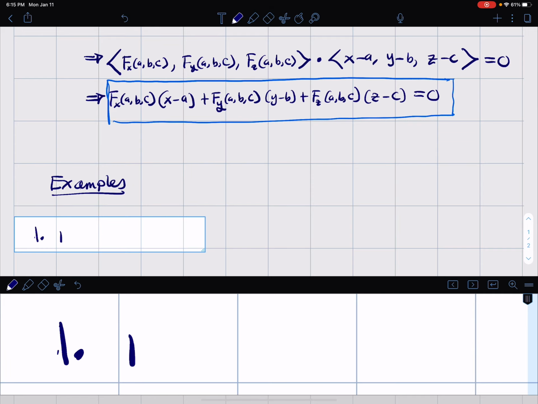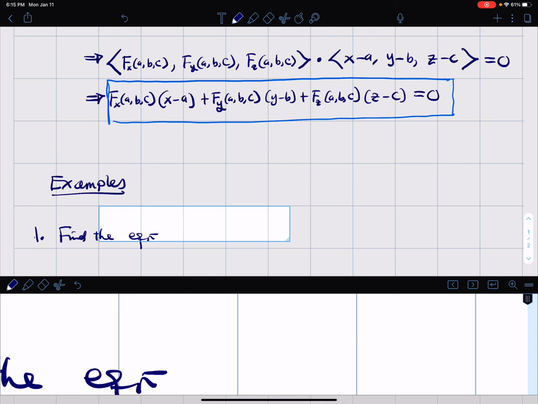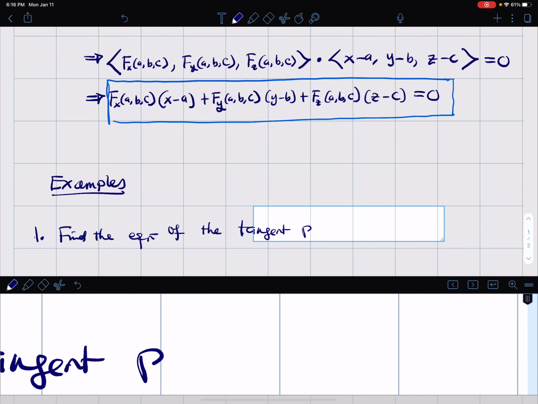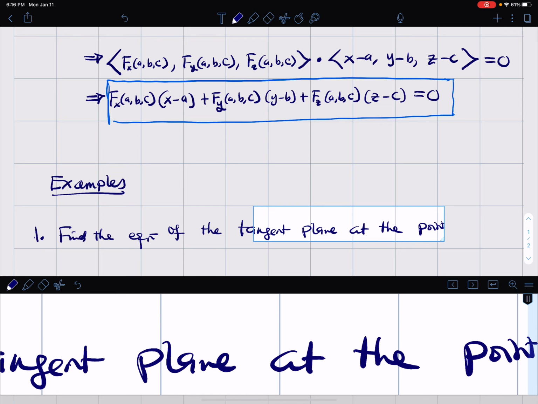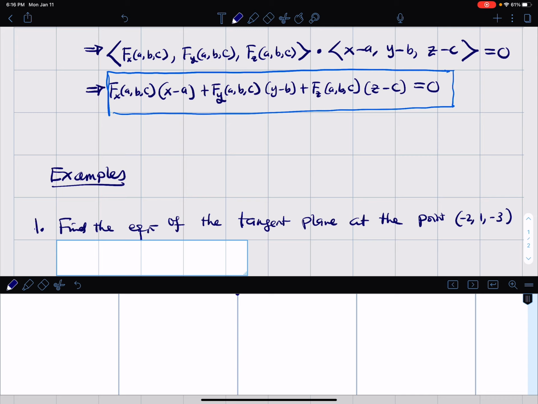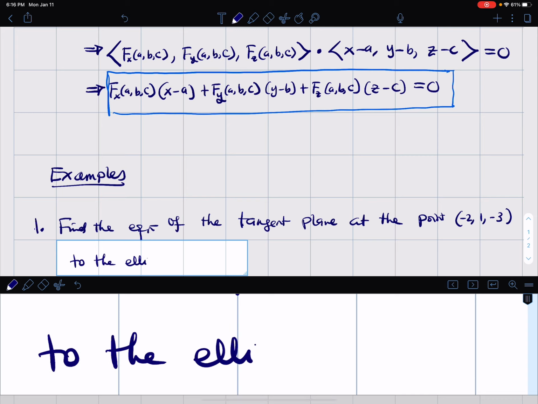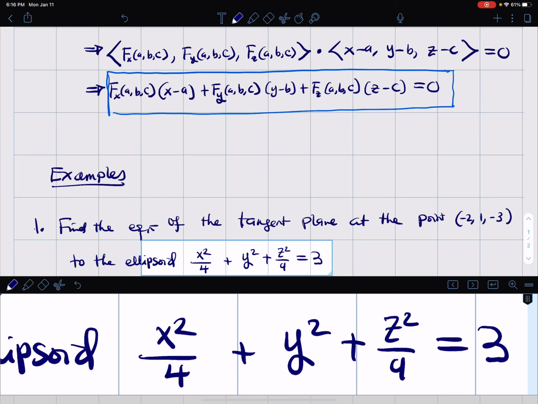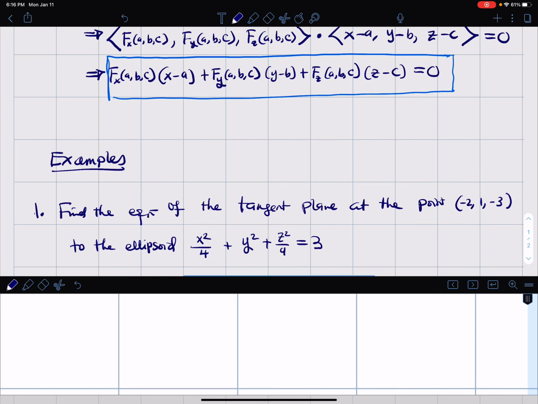Examples. Number 1, let's find the equation of the tangent plane at the point -2, 1, -3 to the ellipsoid x squared over 4 plus y squared plus z squared over 9 is equal to 3. Interesting. So this is our ellipsoid.